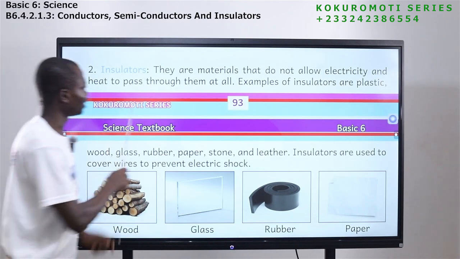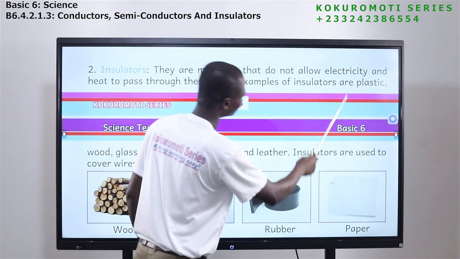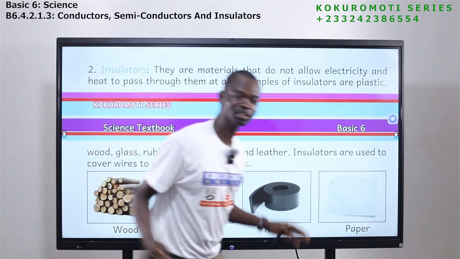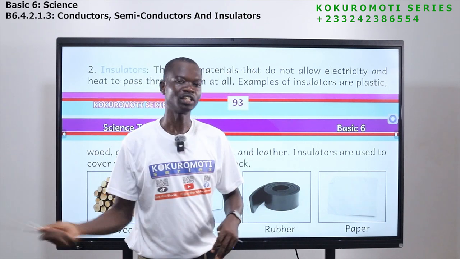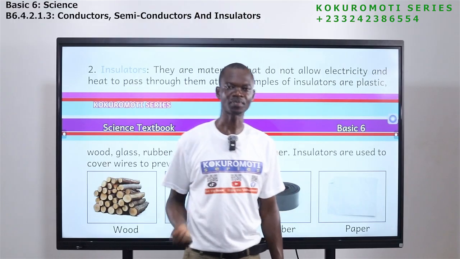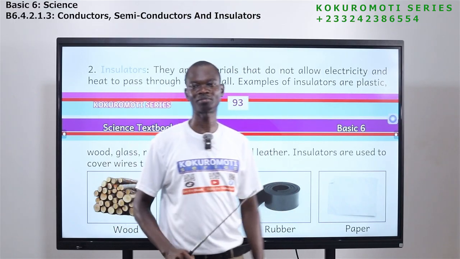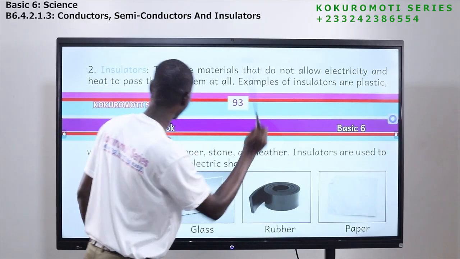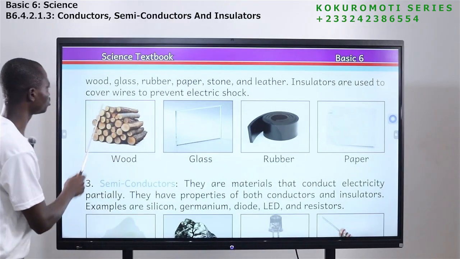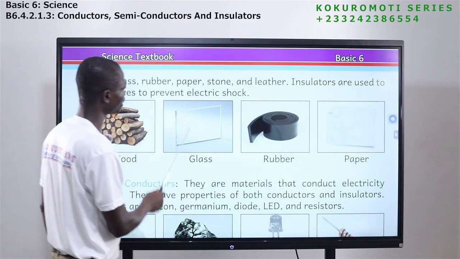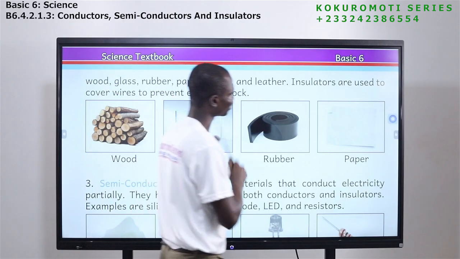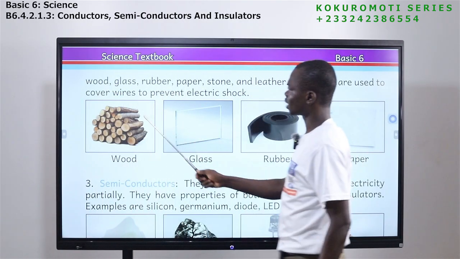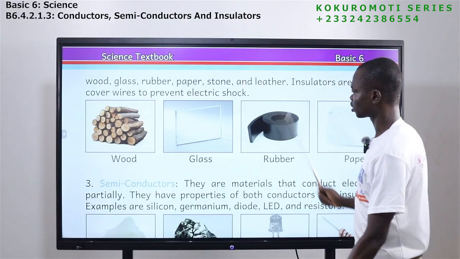Insulators. They are materials that do not allow electricity and heat to pass through them at all. This group of materials, they don't allow electricity to pass through them. They don't allow heat to pass through them. We call them insulators. Examples of insulators are plastic. We have wood, glass, rubber, paper, stone, and leather. Insulators are used to cover wires to prevent electric shock.